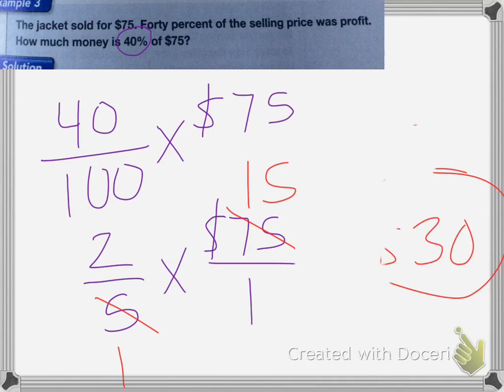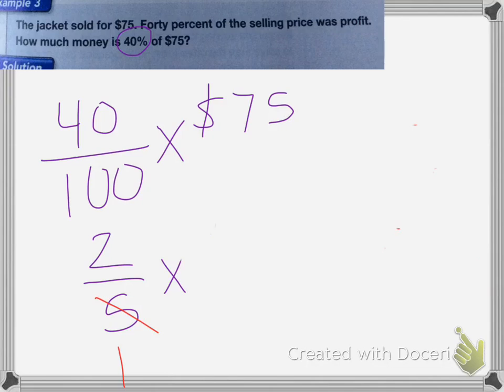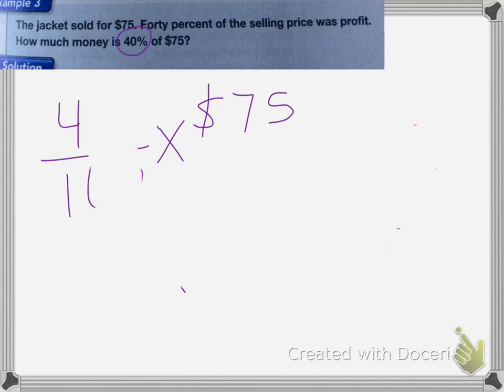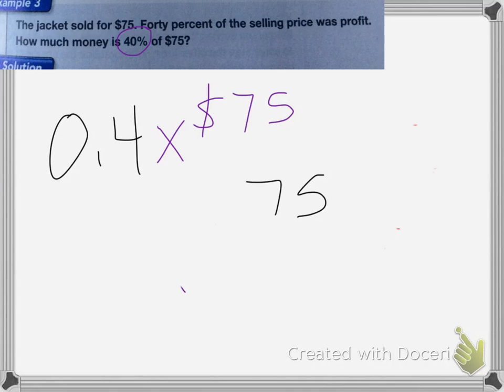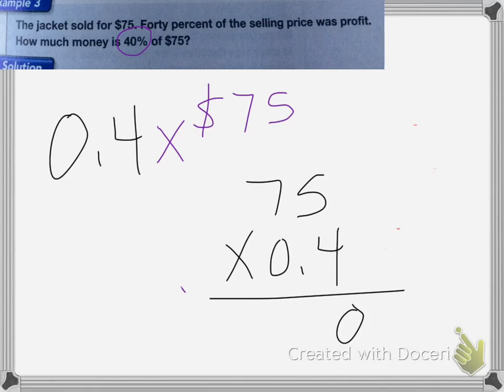The other way I can do it is to change it into a decimal. So instead of changing it to 40 over 100, I'm going to change it to 0.4, and now multiply those. So 75 times 0.4. Remember, ignore the decimal. 4 times 5 is 20, carry the 2. 4 times 7 is 28, plus 2 is 30. I have 1 decimal place, 1 decimal place. So my answer is $30. I got it the same either way.